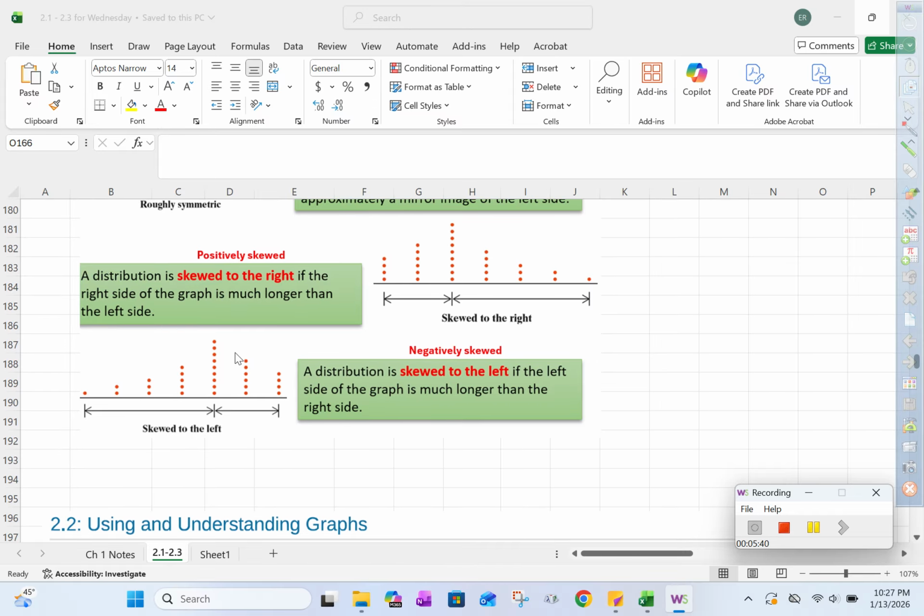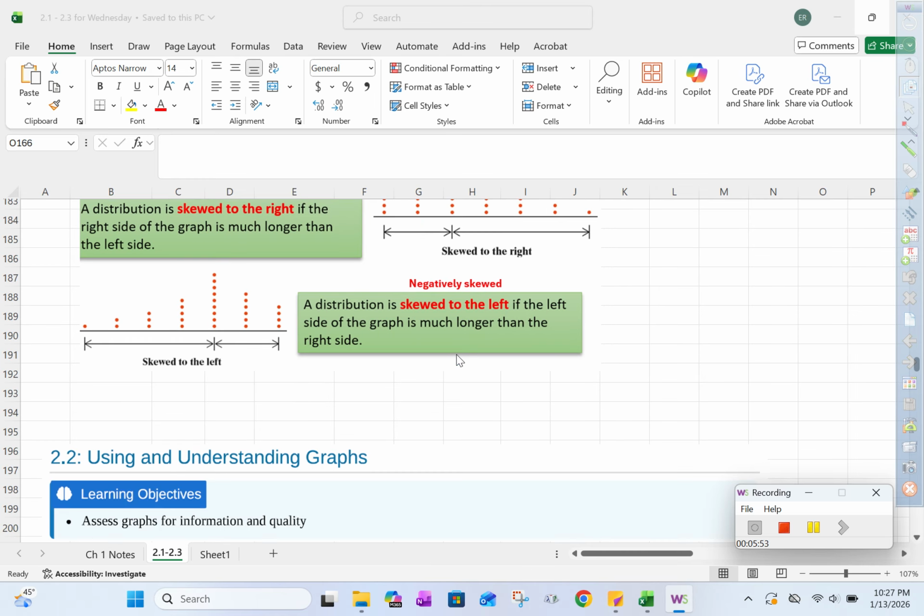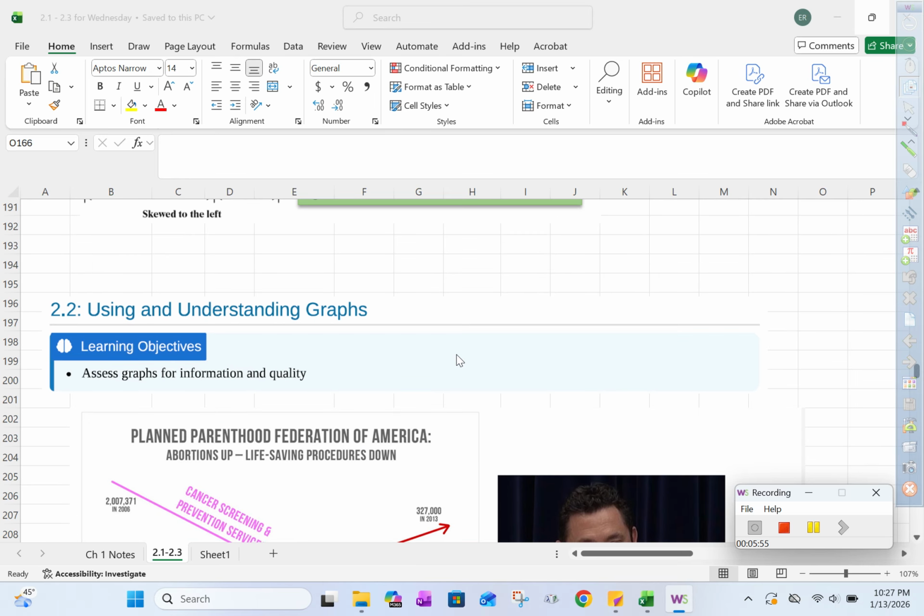Similarly, if we have most of our data on the right-hand side, but then there are these lower values that are skewing it to the left, or we see the tail on that left side, that would be skewed to the left or negatively skewed. Okay, so we're going to jump around a little bit here.